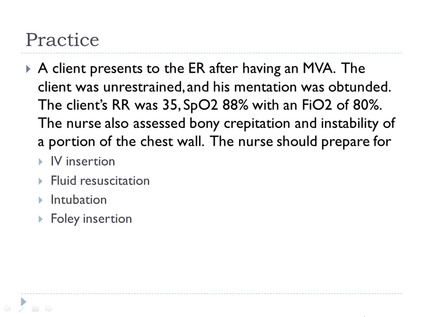Respiratory rate was high, SpO2 was low, and it's low even though we're giving them 80% oxygen. Not a good situation, right? This patient's not doing well. So the nurse has also assessed bony crepitation and instability of a portion of the chest wall. What's wrong here? Flail chest, right? But more specifically, what kind of flail chest? Compensated or non-compensated? This person is not compensating very well, right? So what is the treatment for uncompensated or severe flail chest? Intubation.